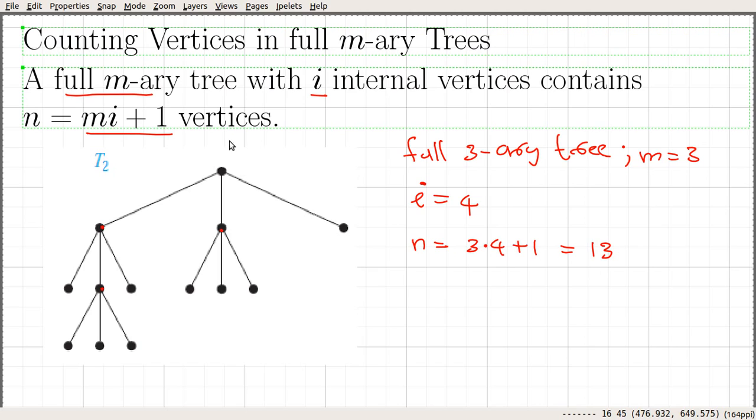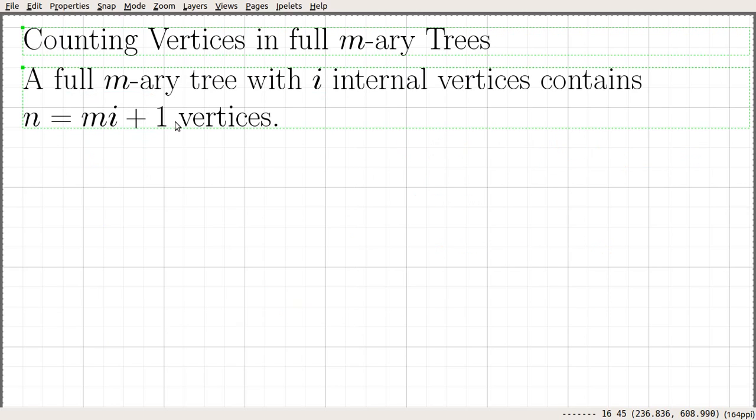Okay, so let's see whether that holds for this tree or not. 1, 2, 3, 4, 5, 6, 7, 8, 9, 10, 11, 12, 13. So we can see that this result holds for this tree, and it's a full 3-ary tree. Okay, so let's go and prove the general case. A full m-ary tree with i internal vertices contains mi plus 1 vertices. Let's prove this statement.